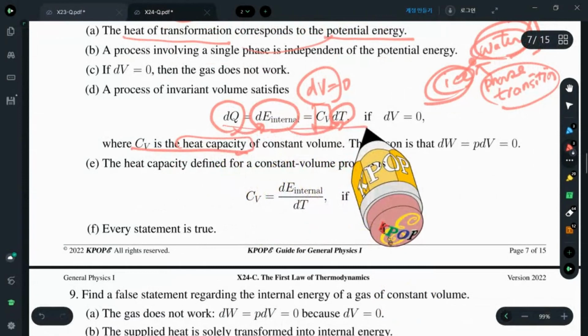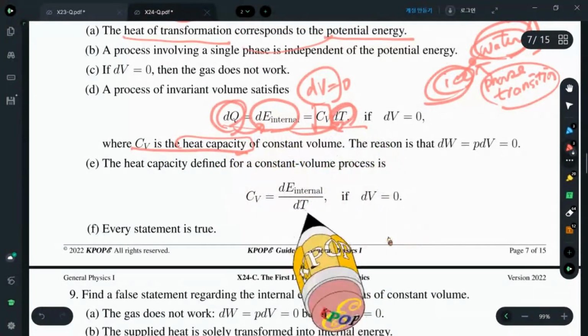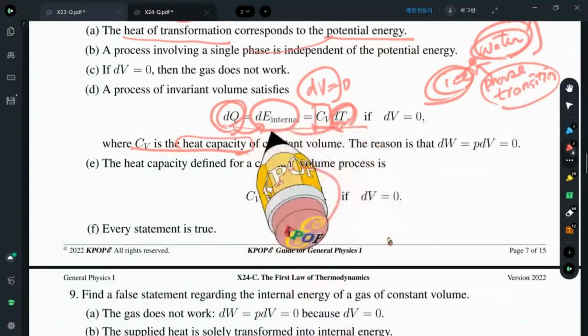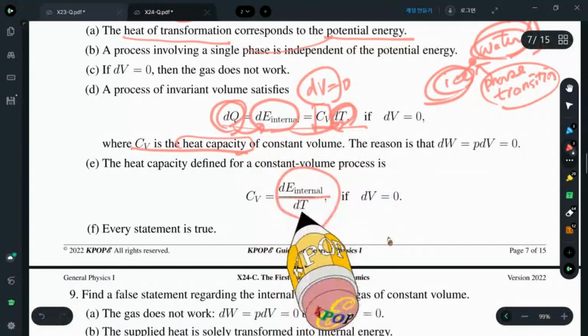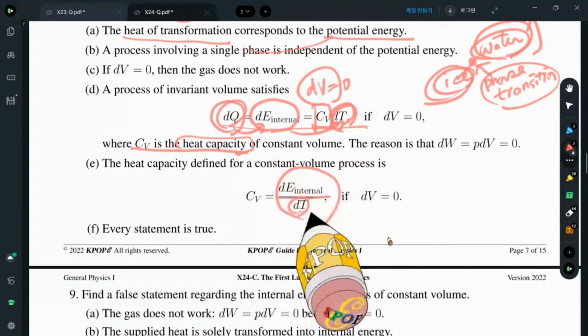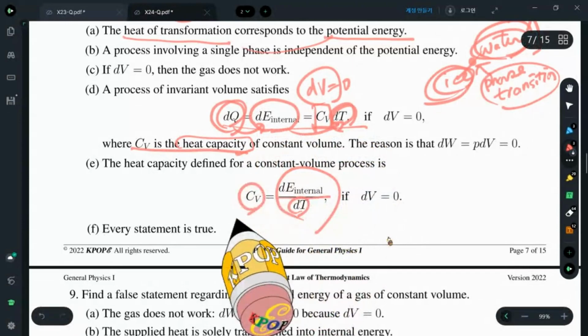From this identity, we can take the ratio of the internal energy change. If I divide this internal energy change by the change in temperature, we can obtain the heat capacity of the constant volume process.